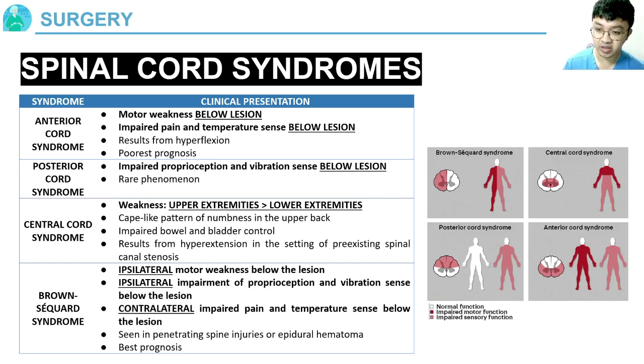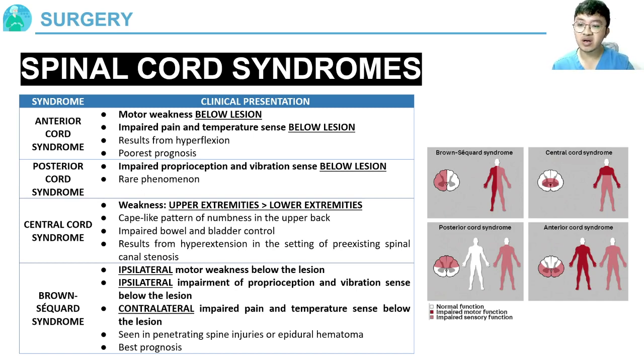For central cord syndrome, because the nerves are arranged in such a way that if you view them from the top, there's a hole in the middle where fluid goes. The one that's affected earlier is actually your upper extremities because the upper extremities are in the middle and the lower extremities in the periphery. Thus, if you have a problem with the center of the cord, such as central cord syndrome, the upper extremities are going to be affected first more than the lower extremities.